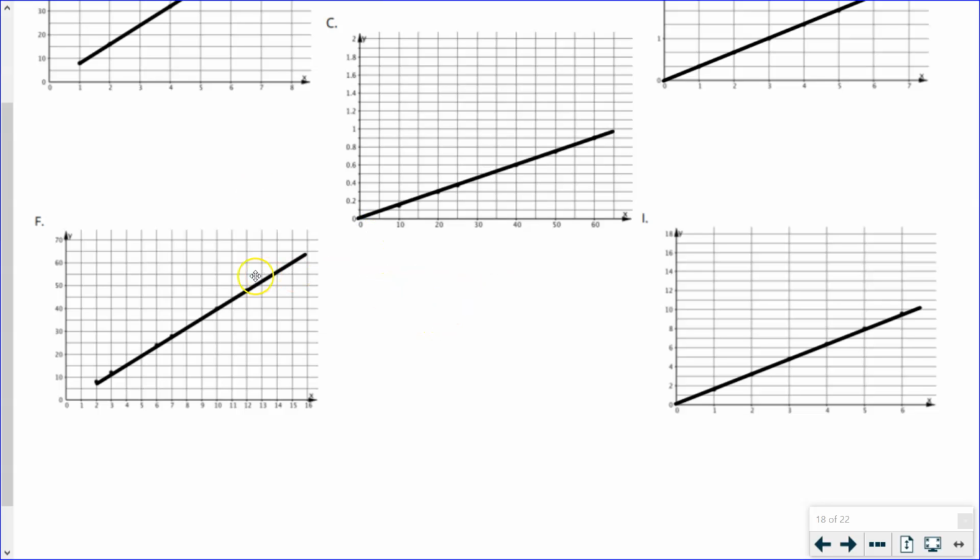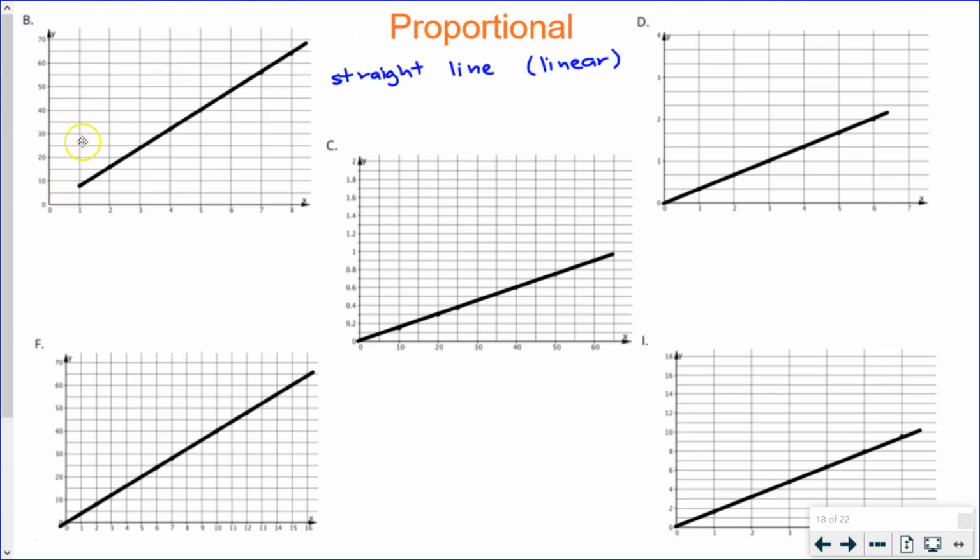Surprise, surprise, it goes through the origin. And this one, if I pull it back, what does it go through? Goes through the origin. Let me fix that. It's not quite right. There we go. And this one, when I pull it back, it goes through 0, 0, the origin. So let's write that one down as well. Straight line, which means linear, and they can go through the origin.